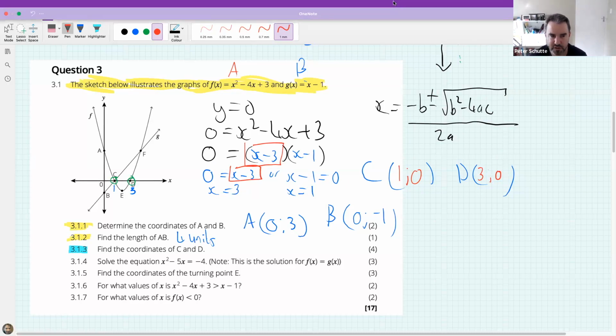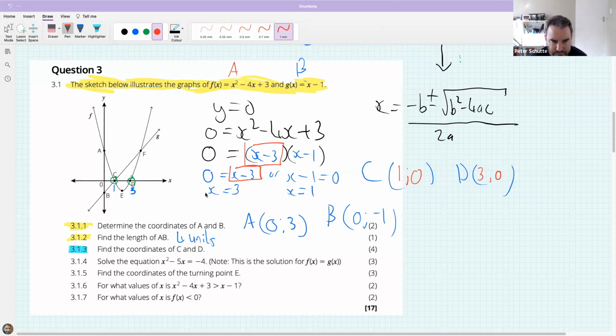Okay, thumbs up if that made sense to you, thumbs down if it didn't. And then we are going to skip to question 3.1.5.